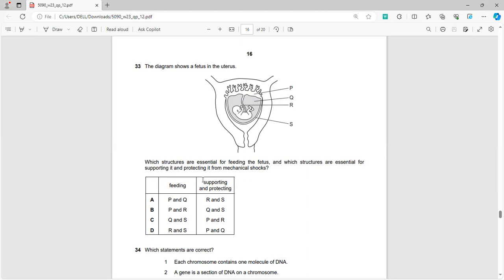So now which are the structures supporting and protecting it? Obviously Q and S, as you can see. The outer layering of the amniotic membrane and the amniotic fluid are protecting it, whereas it's receiving the feeding from the vitelline duct. Over here you can see R and P, and these are the chorionic folds.